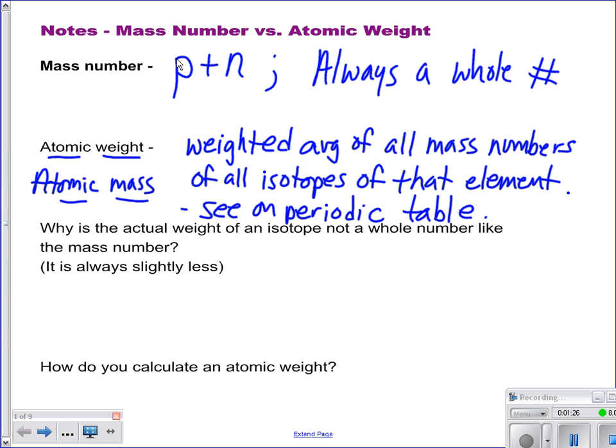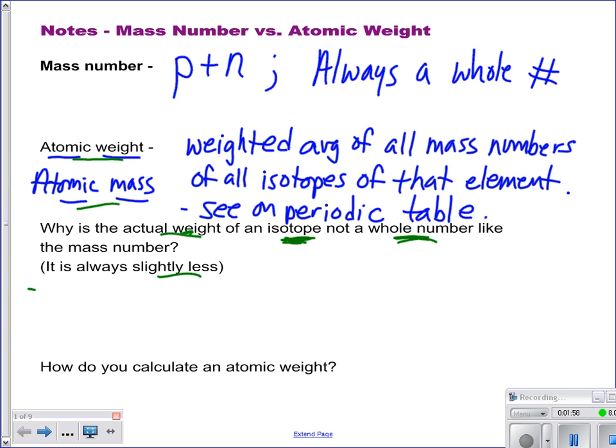And we could also wonder, why is the actual weight, not of the atomic weight or atomic mass, but just of an individual isotope, why is it not a whole number? And you'll see this in some examples. I'll bring this up again when we go through some examples. You'll see that it's not a whole number that we use. We don't actually use the mass number. Instead, we use something that's always a little bit less. And the reason is that some of that mass goes into energy to hold that nucleus together.